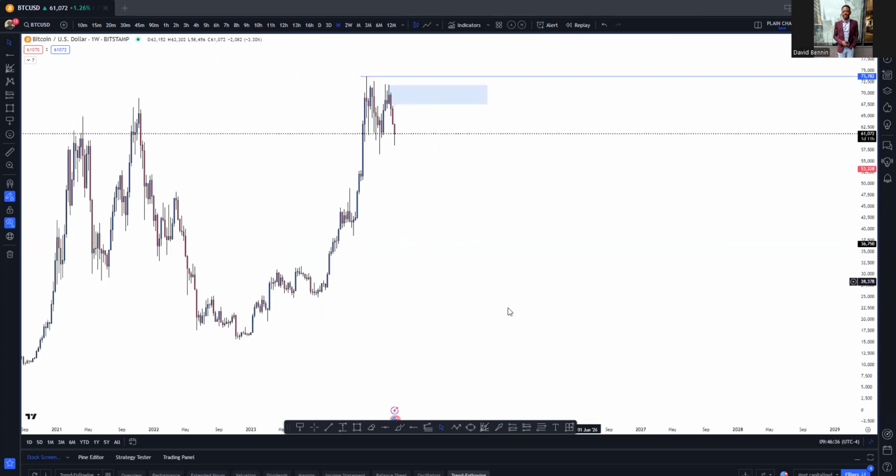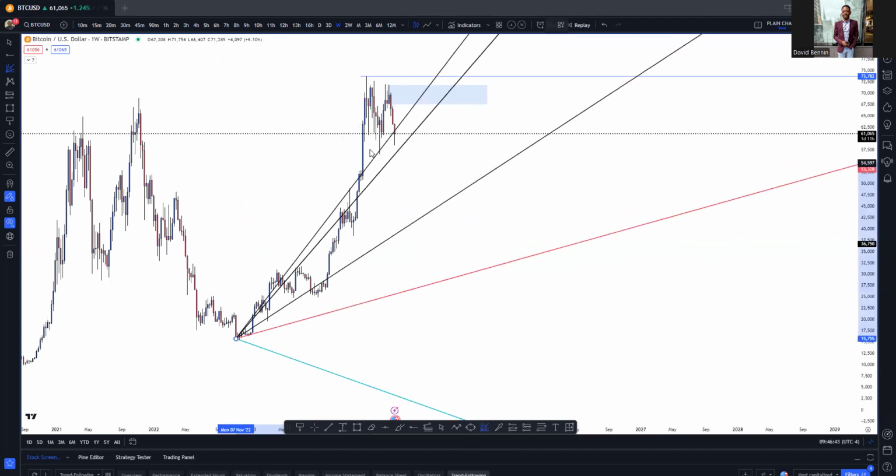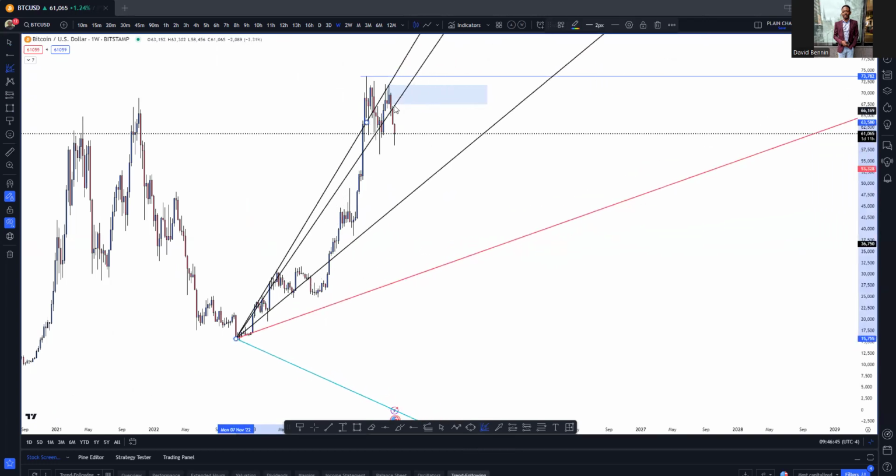Based on this structure here, if I draw my fib from here, we've broken out of here. So TP1 here is 52K. And if we break out of that, we can actually, well, I don't think this is going to be very steep. So I think the TP will be a little high.